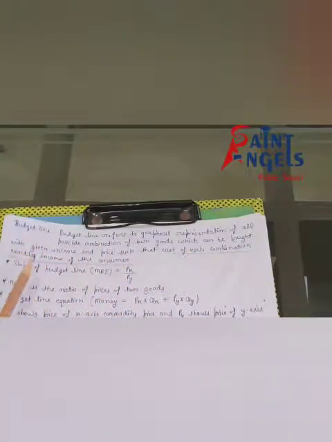See, the slope of the budget line means MRE. What is the full form of MRE? M means marginal, R means rate, E means exchange. Marginal rate of exchange. And the slope of the budget line is MRE, means marginal rate of exchange.